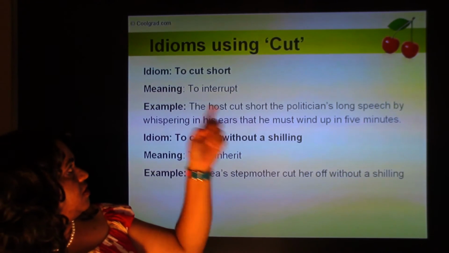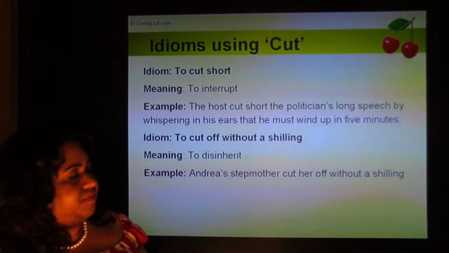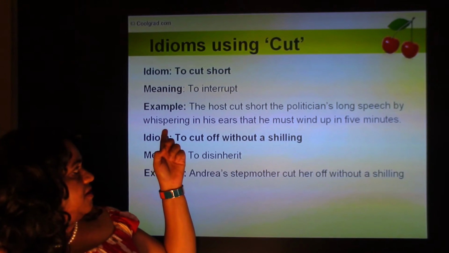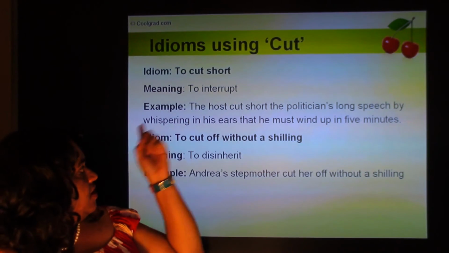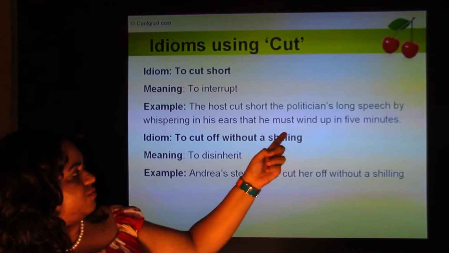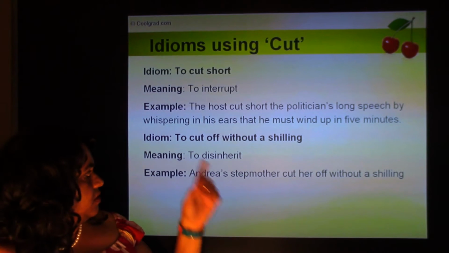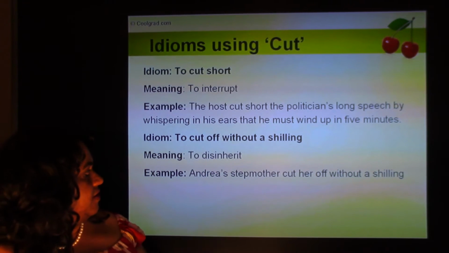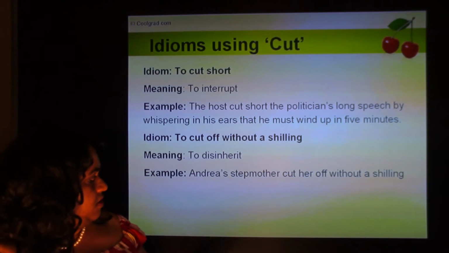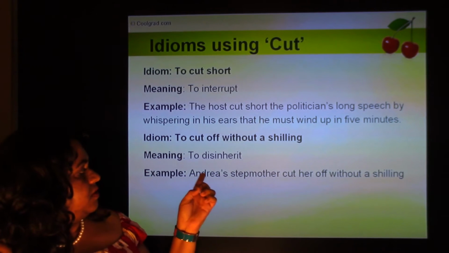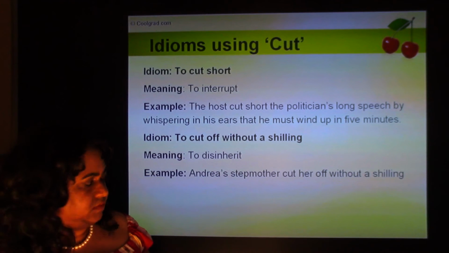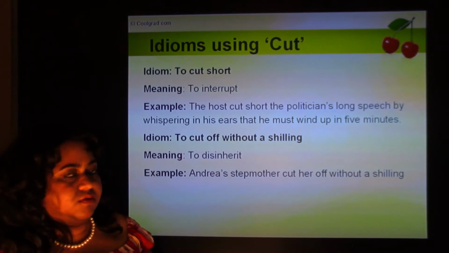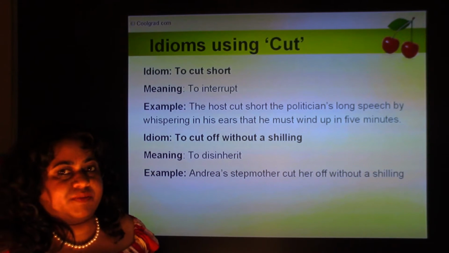Idioms using cut. Idiom to cut short, meaning to interrupt. For example, the host cut short the politician's long speech by whispering in his ear that he must wind up in 5 minutes. Idiom to cut off without a shilling means to disinherit. For example, Andrea's stepmother cut her off without a shilling. Means she wouldn't get anything from the inheritance.